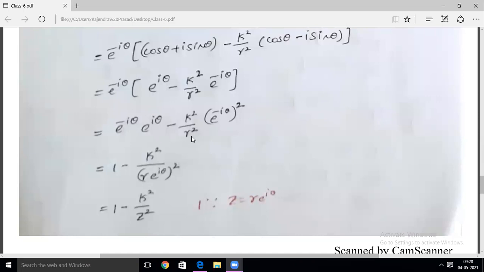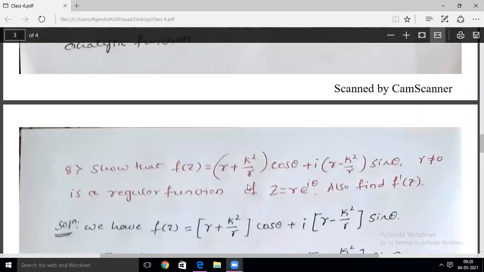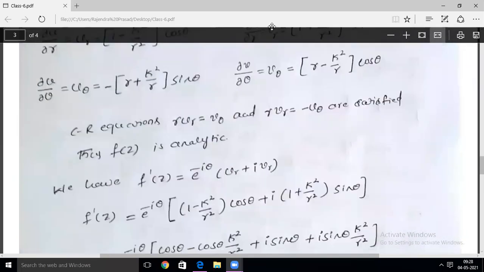In the denominator we have r square, and this e power minus i theta whole square goes to the denominator, becoming e power i theta whole square. So r square e power i theta whole square becomes r into e power i theta whole square. We know that r into e power i theta is z, so in place of r into e power i theta we substitute z. It becomes 1 minus k square by z square. This is very, very important. Problem number 8.